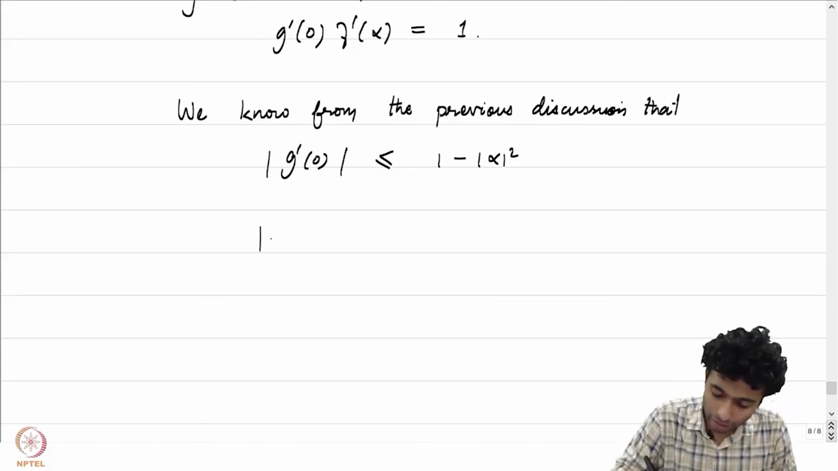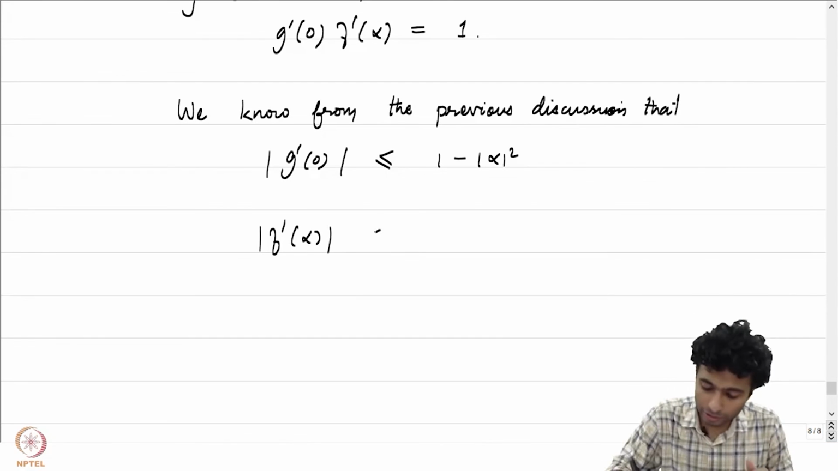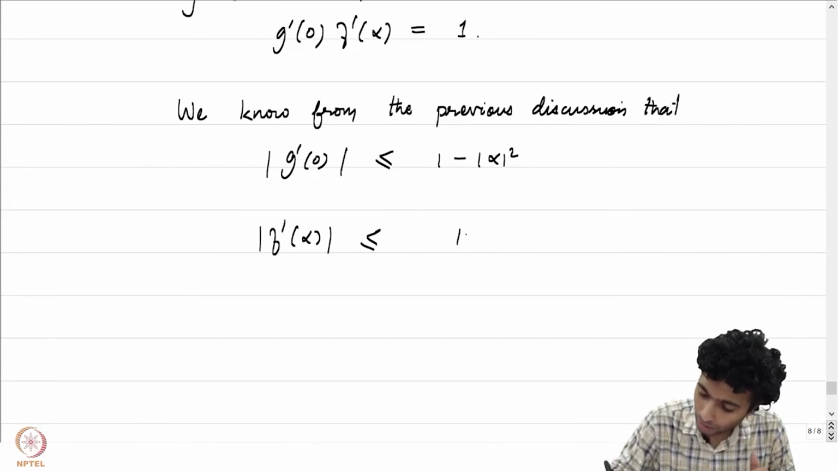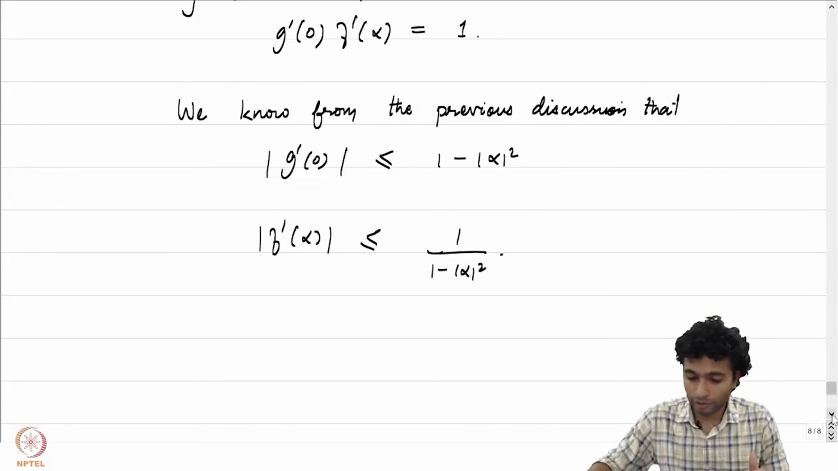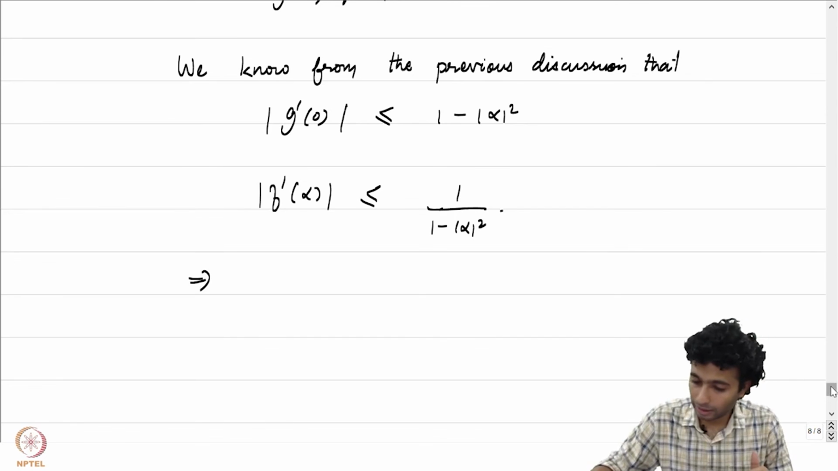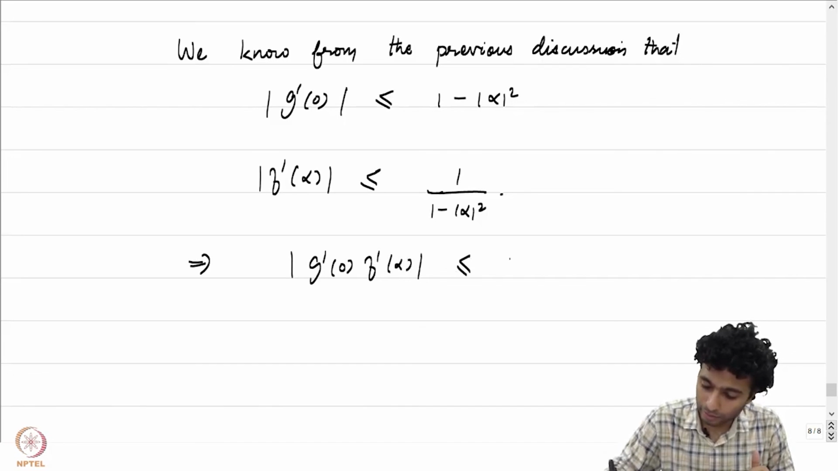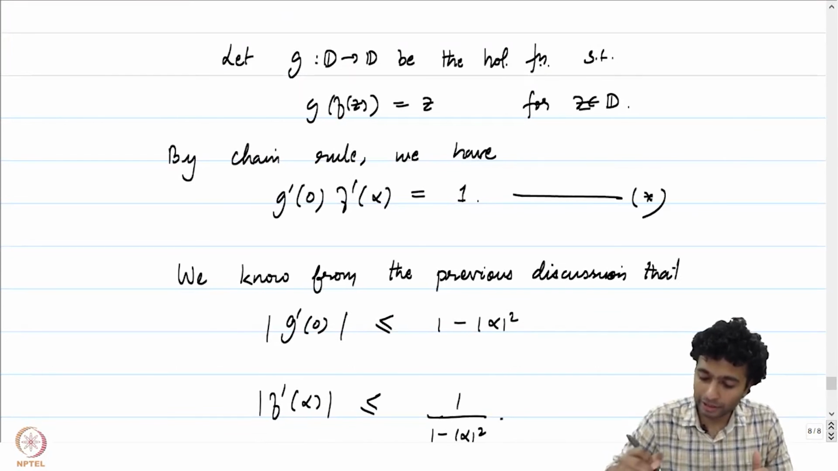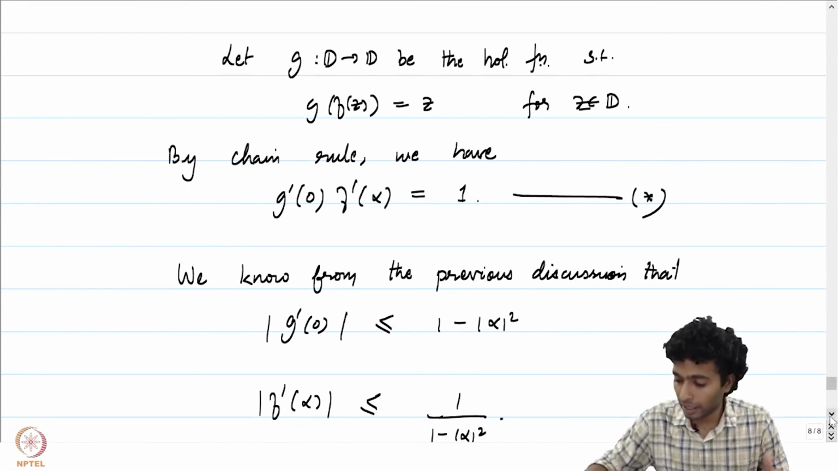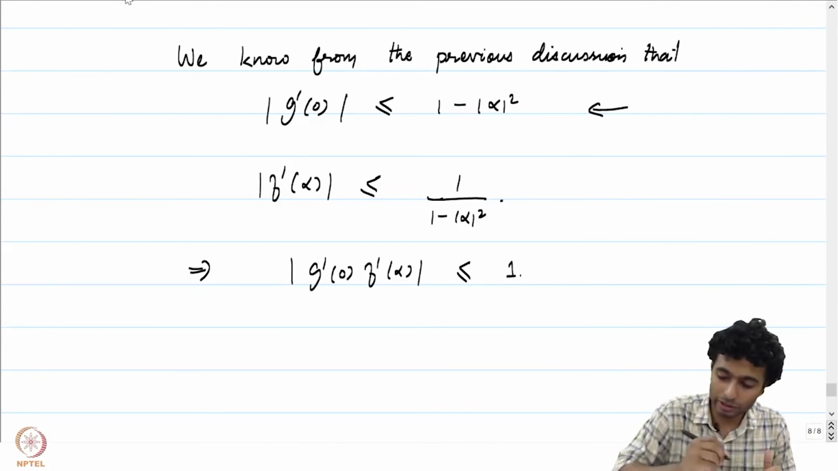And what about f'(α)? If you notice, α is α here and β is 0. So this is less than or equal to (1 - 0)/(1 - |α|²). So what do we have? Which tells us that the absolute value of g'(0) times f'(α) is less than or equal to 1. And the equation here by the chain rule tells us that this is equal to 1, and that means that both these inequalities have to be equalities. That's precisely what the chain rule tells us.